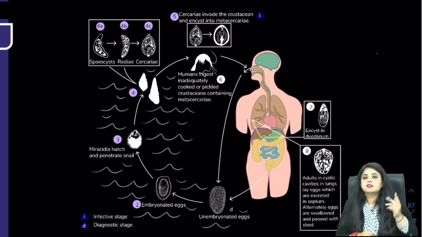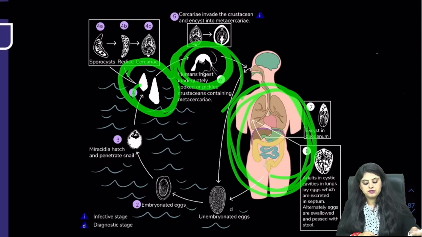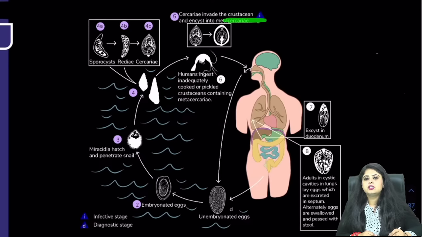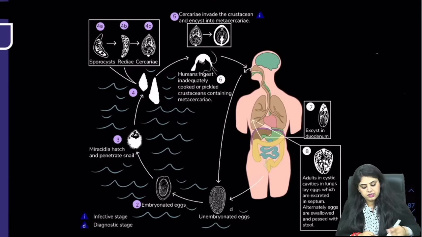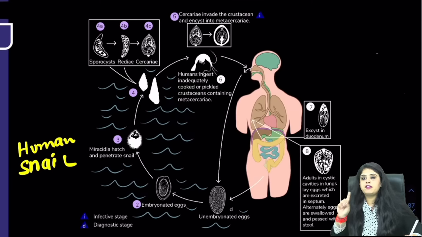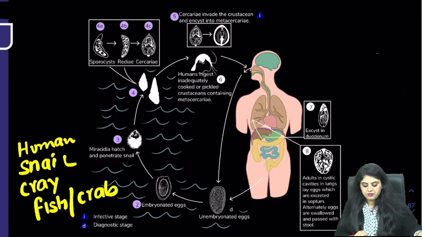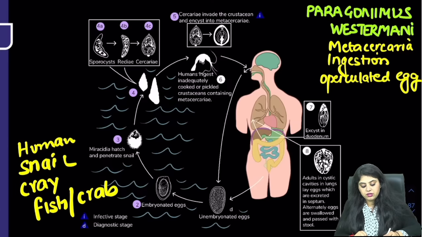What do you think this is? Rule number one, pick up the host. I can see there is a human being. I can see there is a snail, and I can see something over here as well. They've written some crustacean, crab, crayfish. What do you think it is? If you have a human and you have a snail, at least your trematode family is done. Now you have to have something called crayfish or crab, some kind of crustacean mentioned. Ma'am, this is going to be Paragonimus. Yes, crab or crayfish means it is going to be Paragonimus westermani.